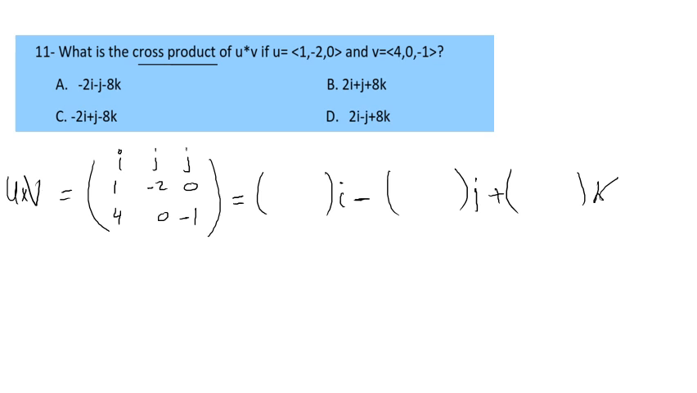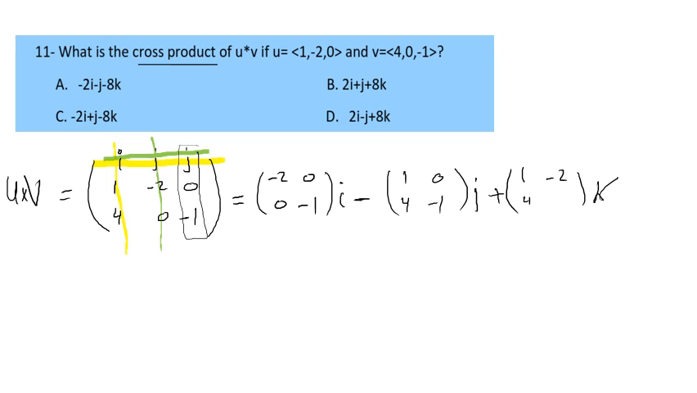How can we find the one in i? By canceling the first row and the first column. So it's negative 2, 0, 0, and negative 1. And to find the second one, we are going to cancel the second row and the second column. So the remainder will be 1, 0, 4, and negative 1. And to figure out the third one, we are going to cancel the third column. So it's 1, negative 2, 4, and 0.